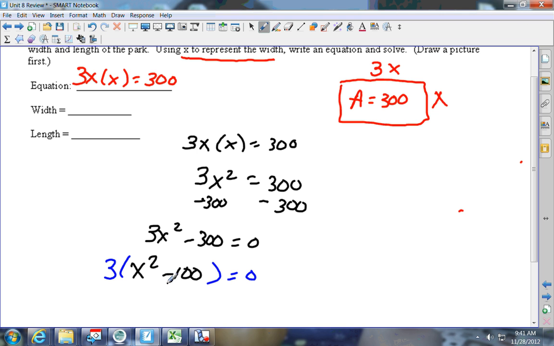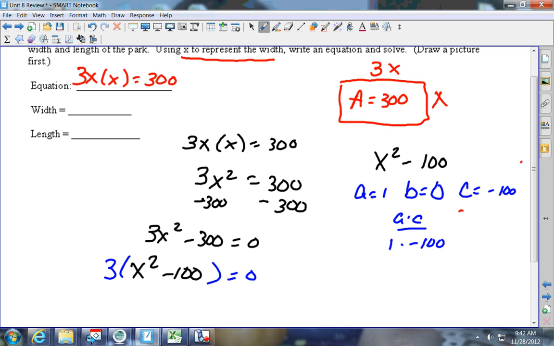See, that's like that one we did where it was x squared minus 9. So I have x squared minus 100. A is 1. B is the number in front of the x. Is there an x term anywhere? No. So B is 0. C is negative 100. A times C, 1 times negative 100, is negative 100. I need the factors of negative 100 that give me 0. That is negative 10 and positive 10.